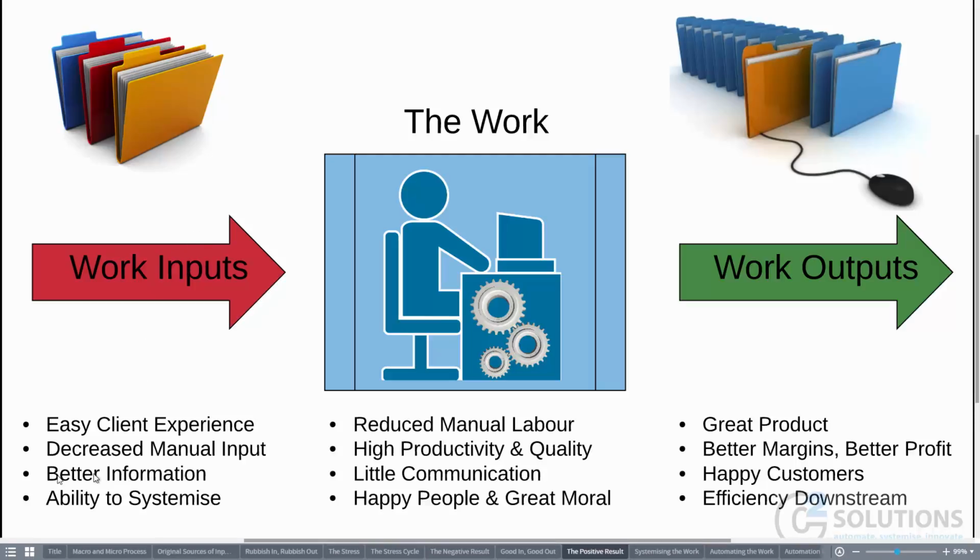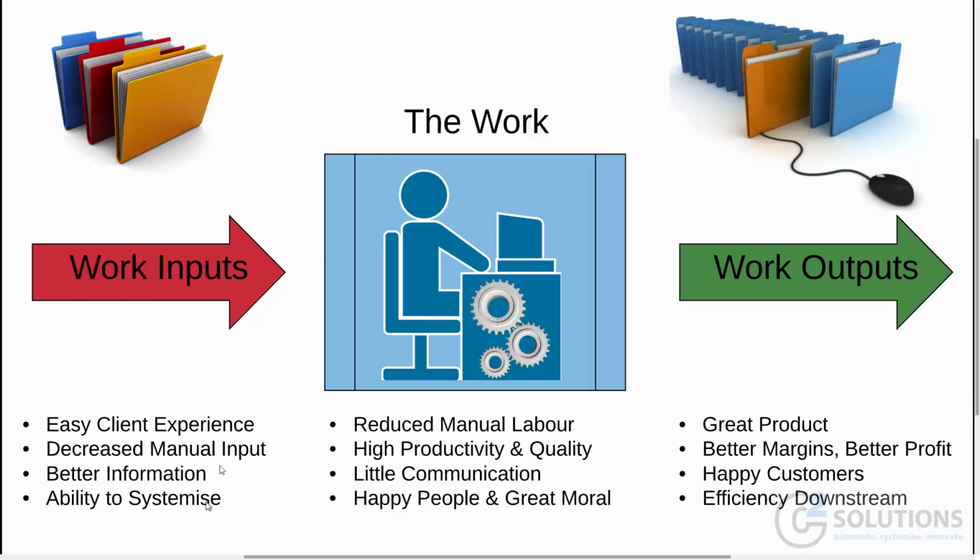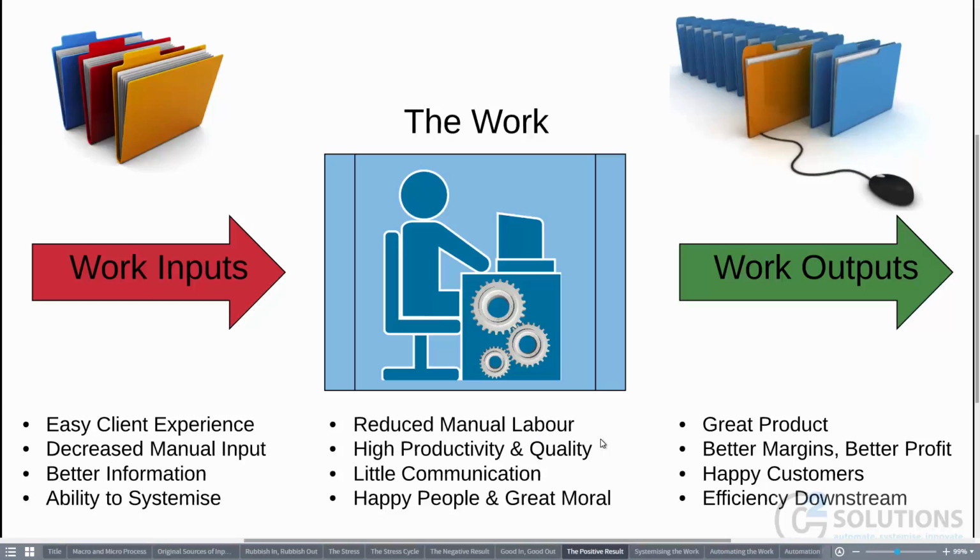So the information is generally better. You have better, more structured information, and this gives you the ability to systemize. There's a real big gain in that. In the middle here, there's reduced manual input because the information is coming through structured, or even in a systemized way. It reduces the manual labor required in entering it into whatever system you're using, but also reduces the manual labor in doing the work. There's higher productivity because of that, and the quality is generally higher because it's standardized.